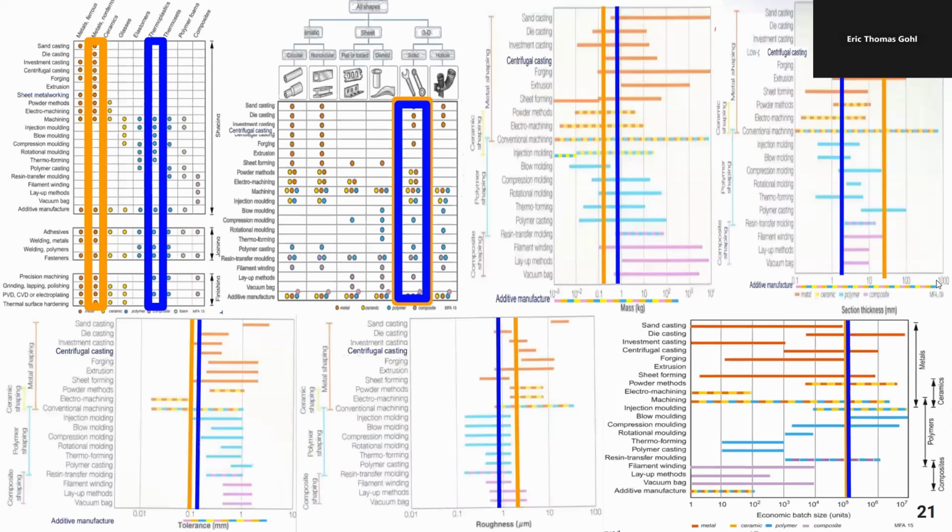The final recommendation is to use machining for the scale sensor and injection molding for the scale base. This is based on material, shape, mass, maximum section thickness, tolerances required as found previously, economic batch size, and surface roughness.